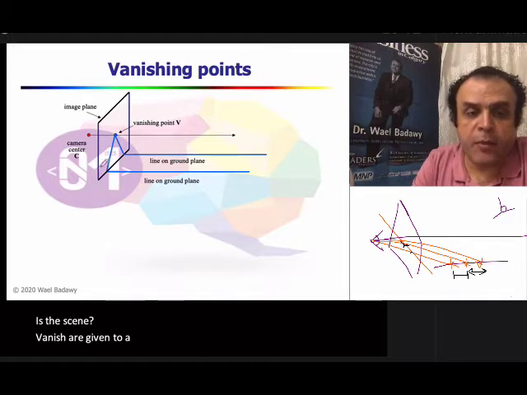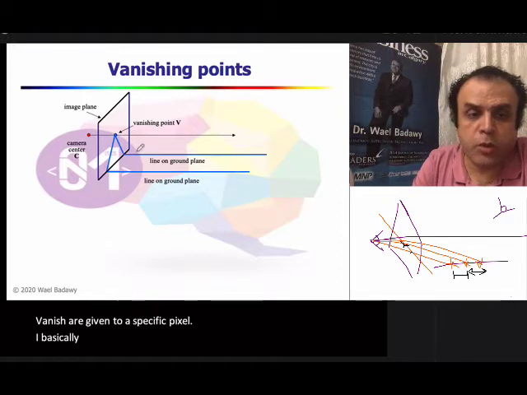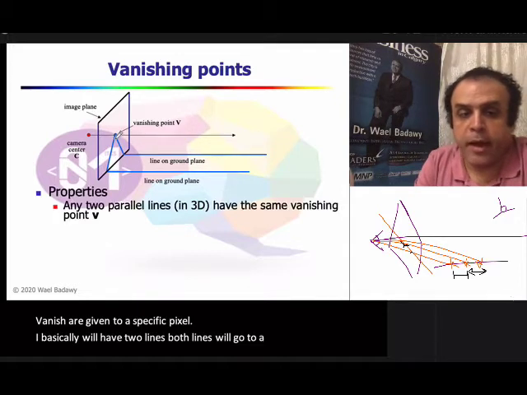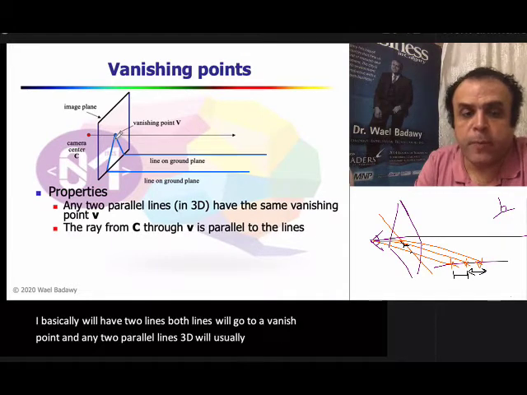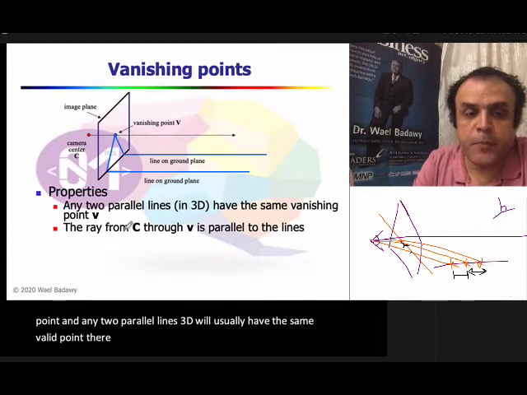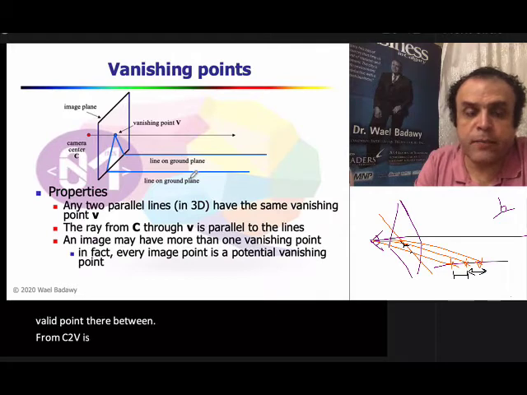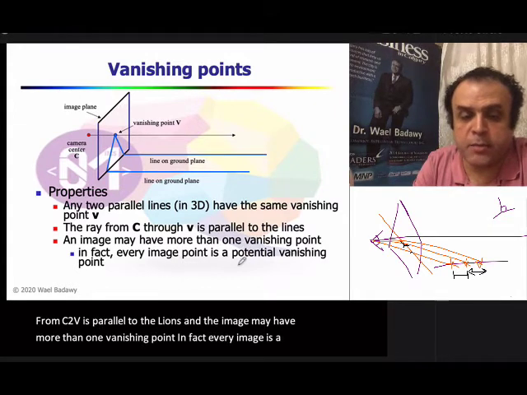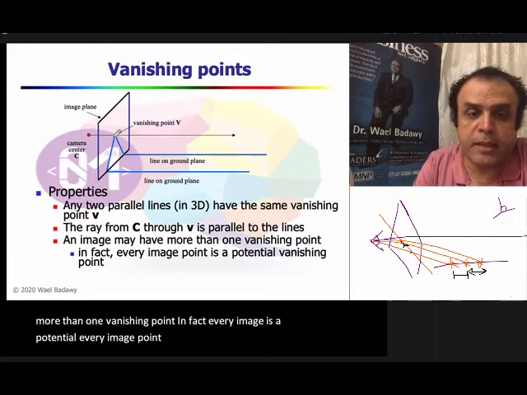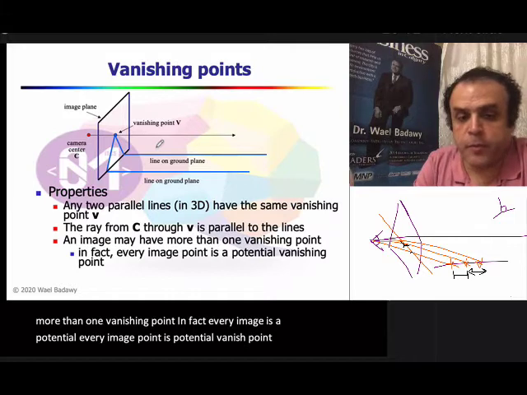I basically will have two lines. Both lines will go to a vanishing point, and any two parallel lines in 3D will usually have the same vanishing point. The ray from C to V is parallel to the lines, and the image may have more than one vanishing point. In fact, every image point is a potential vanishing point. So what we want to say here is, if this is a vanishing point, all parallel lines will vanish to this point. You may have more than one vanishing point.